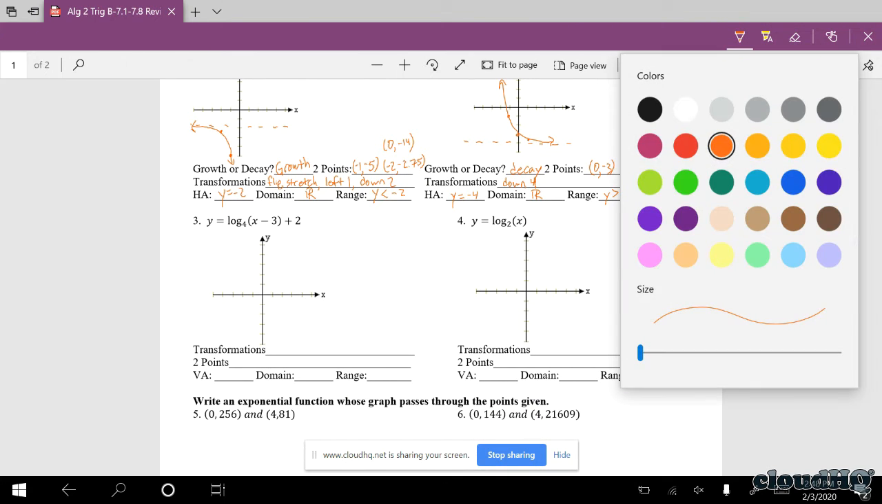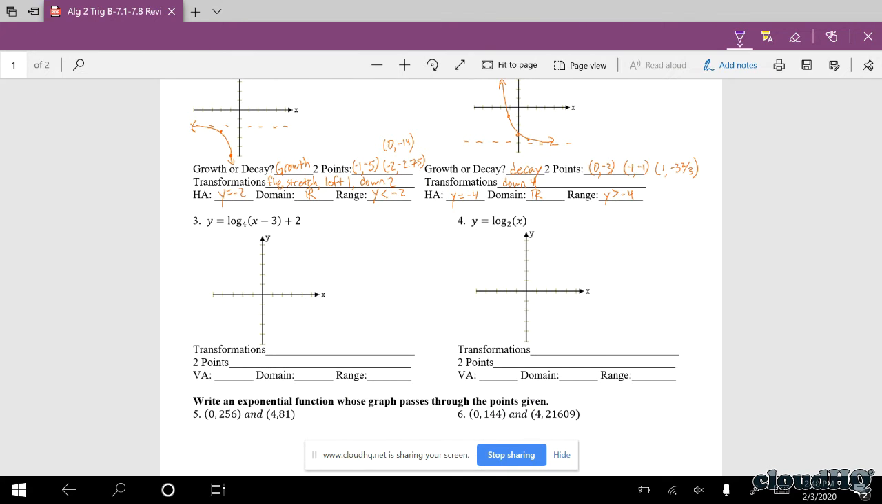Now let's switch to the logarithmic ones. No multiplier in front. This is going 3 to the right, so right 3. It's being shifted up 2.